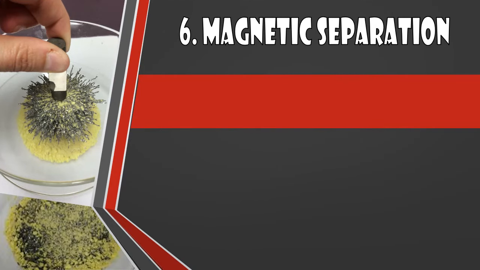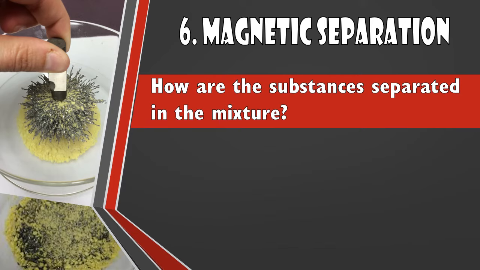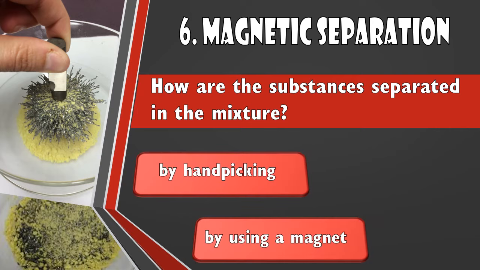Number 6. Magnetic separation. In this picture, how are the substances separated in the mixture? By hand picking or by using a magnet? You're right. The mixture is separated by using a magnet.